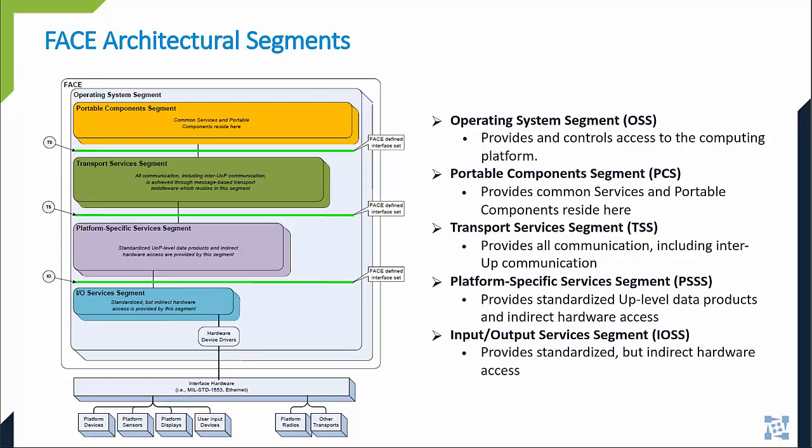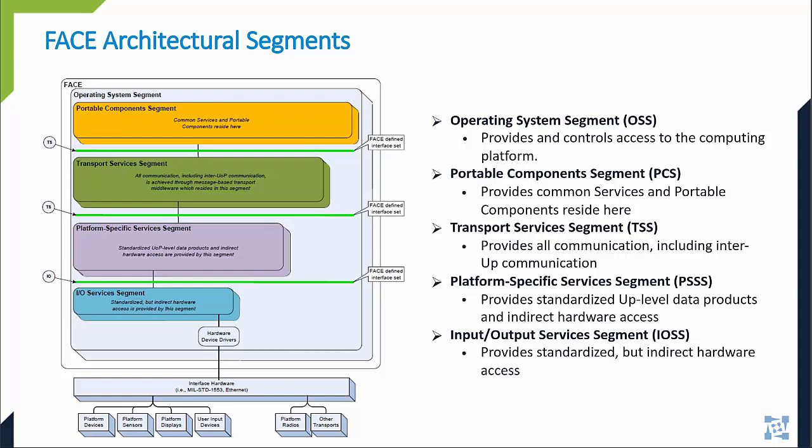For example, the interfaces between PCS and TSS segments are data type specific and can move data between each other, and it can be blocking or non-blocking types of messages. Now, there's a lot of technical detail in the standard for each of the segments, which we, again, don't have time to go into, but you can freely download the technical standard and look at the details. Also, consider joining FACE if you're developing software for avionics systems.